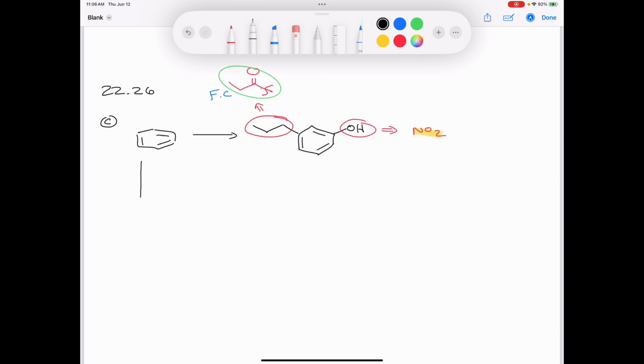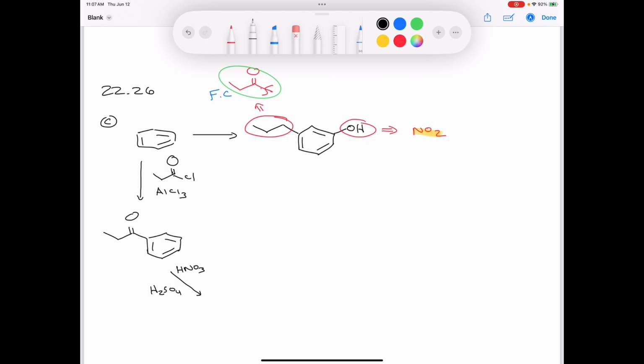So the first thing is our Friedel-Crafts chemistry. So we're going to use propionyl chloride and aluminum chloride, and that's going to install our acyl group. Here we go. So there we go. So we've got our ketone. So now we can do our nitration reaction. And to install our nitro, we're going to use sulfuric acid and nitric acid.